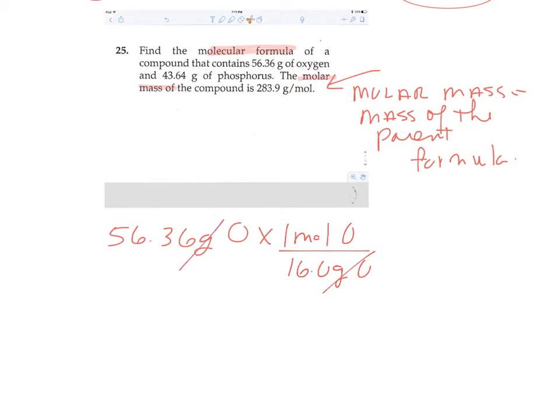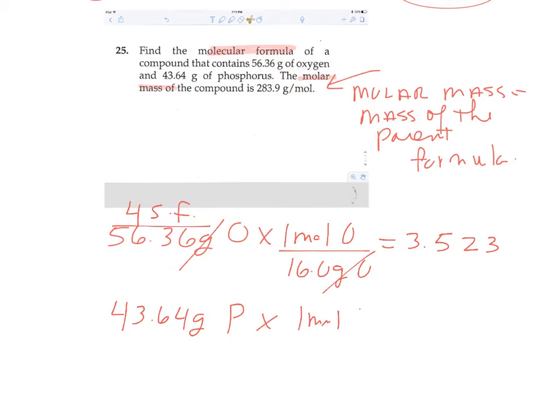I have 4 sig figs here because my given is 56.36. That's 4 significant figures. 56.36 divided by 16 is, to 3 sig figs, 3.523. Next, I'm going to go for phosphorus. Phosphorus is 43.64 grams of phosphorus P. 1 mole phosphorus from the periodic table weighs 31.0 grams phosphorus.